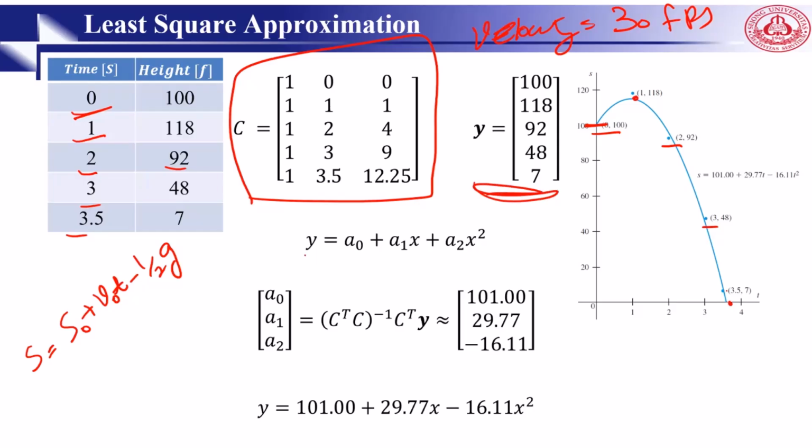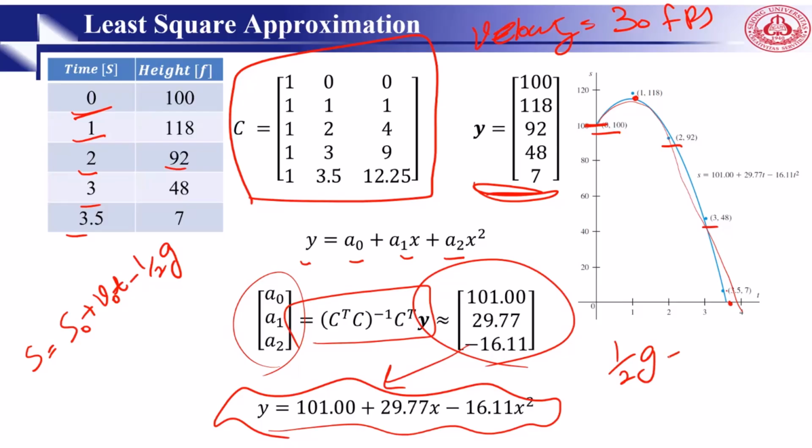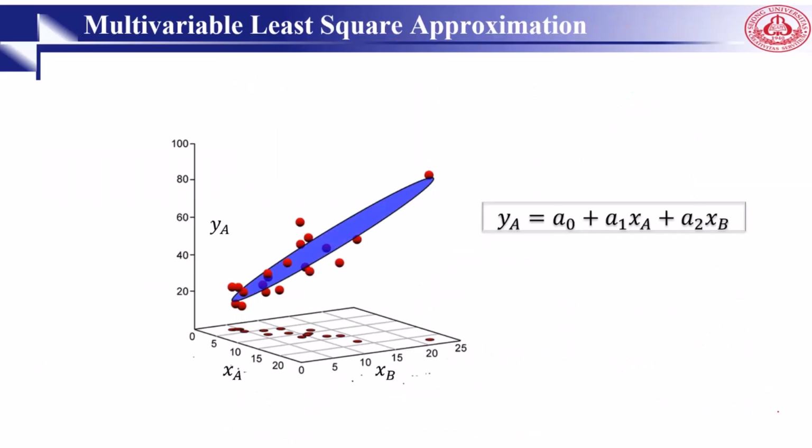So the quadratic polynomial is y equals a0 plus a1x plus a2x squared, the best fit that satisfies this equation. This line here is the quadratic polynomial of best fit for the data in our table. After all this calculation to find the parameters a0, a1, and a2, we come up with this one. If we consider 1/2 g as minus 16.11, we obtain the value of minus 32.22 feet per second squared as the estimation of g.